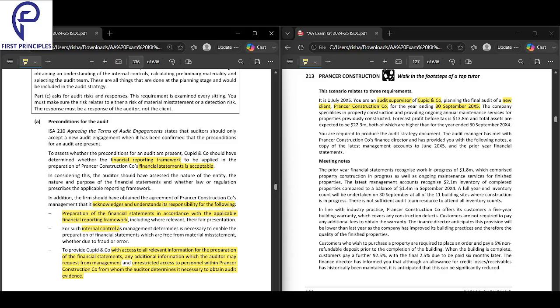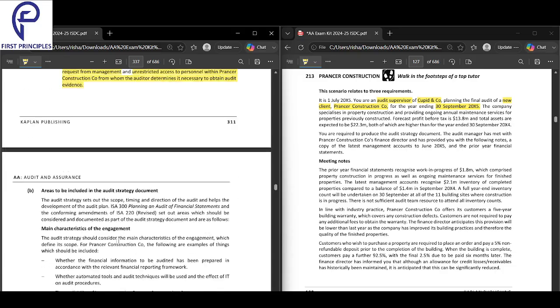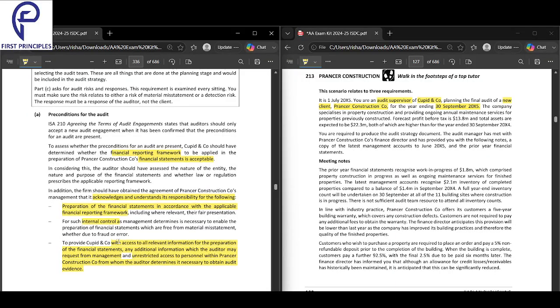Will the management do that or will the management not do that? That is the precondition of the audit. That is the meaning of preconditions of an audit.